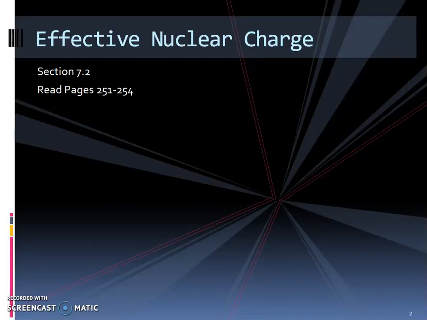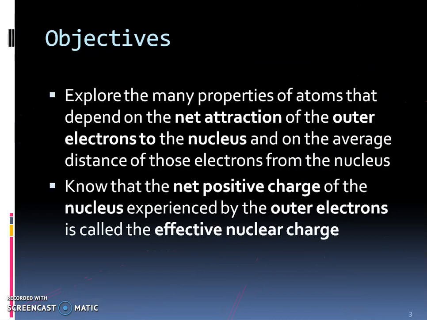This is Mrs. O'Neill for AP Chemistry, Chapter 7, Section 2, Effective Nuclear Charge. Your objective is to explore the many properties of atoms that depend on the net attraction of the outer electrons to the nucleus and the average distance of those electrons from the nucleus.